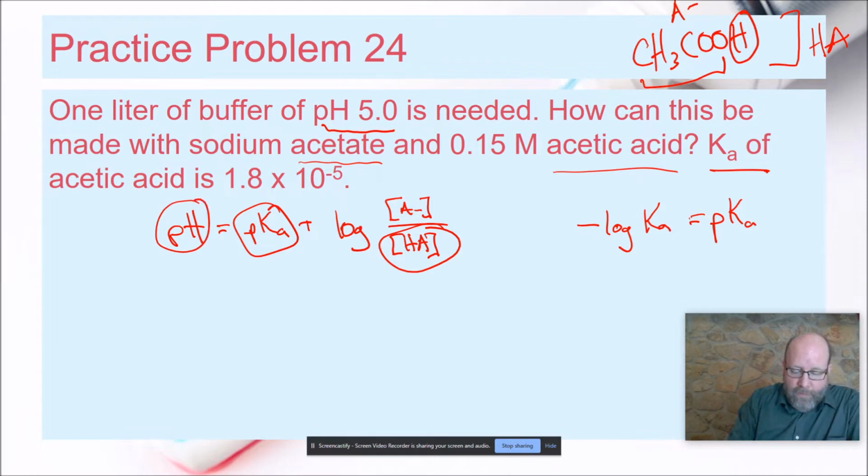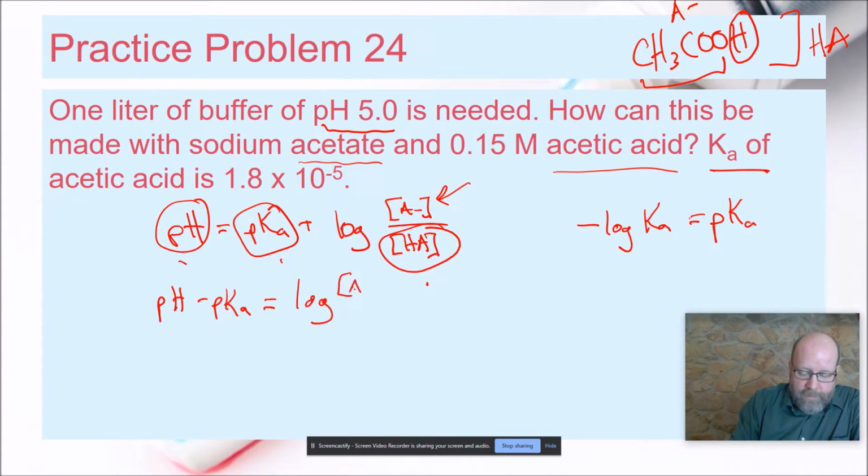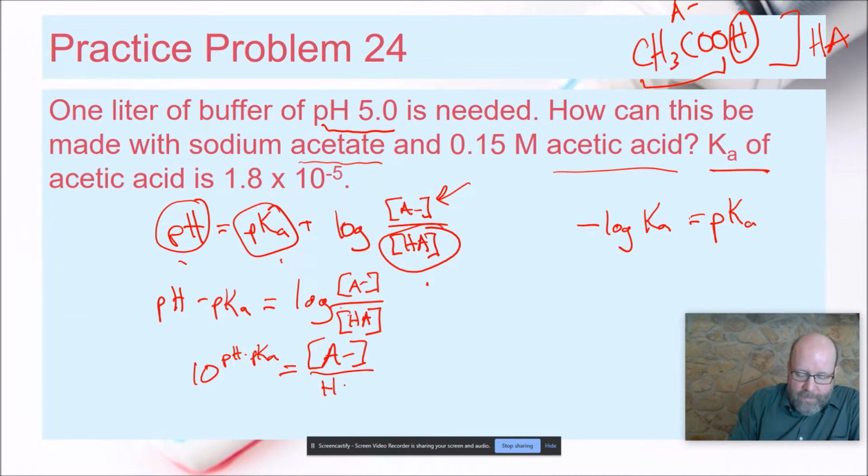We are given the pH. So we're given all these things that I've circled here, and we're just trying to find that. So we can rearrange this equation to get there. It's going to be pH minus pKa equals, again, the log of the concentration of the conjugate base over the concentration of our acid. How do you undo the log? It's just going to be 10 to this. So we're going to do 10 to the pH minus the pKa equals the concentration of our conjugate base over the concentration of our acid.